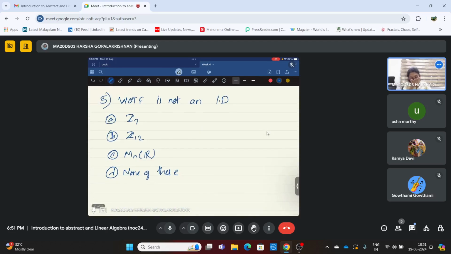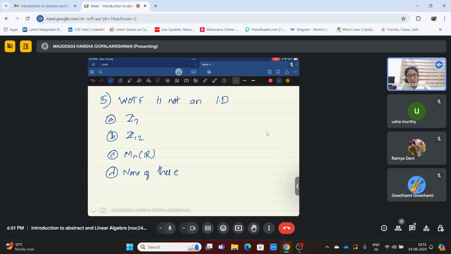Now, next we will go to a question which checks whether the given set is an integral domain or not. Here the operation is not specified. If it is not specified, you can assume the standard one. In Z7, it is addition modulo 7 and multiplication modulo 7. In Z12 also, addition is addition modulo 12 and multiplication is multiplication modulo 12. And in Mn of R, usual addition and multiplication of matrices.